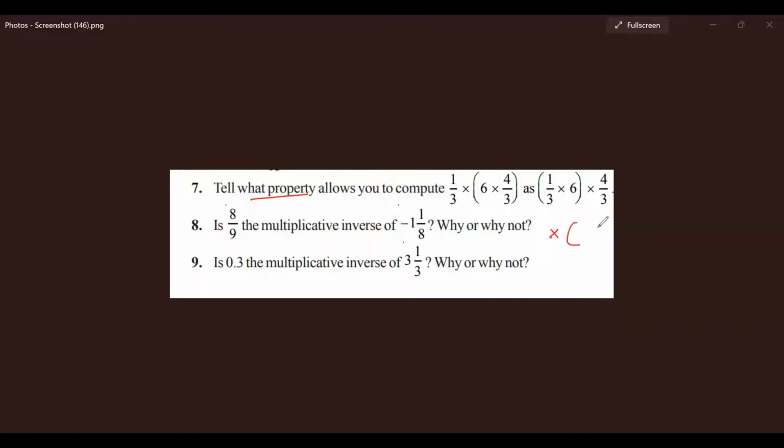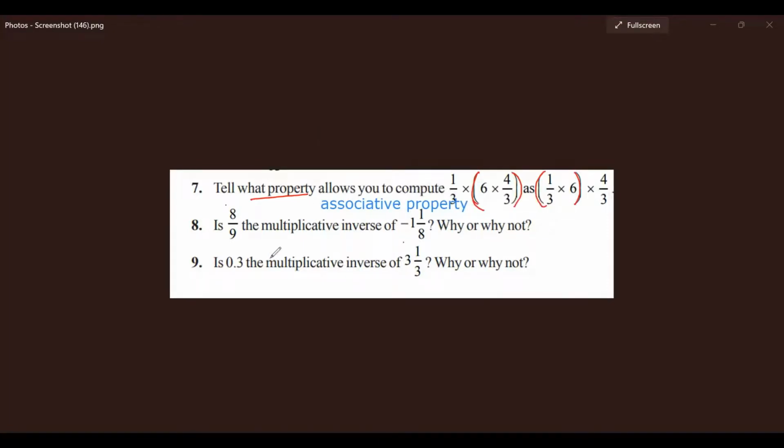As well as multiplication over addition is also not there, right? So that means it's not distributive also. Now what is this basically? We can see the grouping of terms here. Here we are grouping the last two terms and here we are grouping the first two terms. So whenever we do grouping of the terms, which property is it? Yes, it's the associative property. So the answer would be associative property. Why associative? Because we are doing grouping here. Now let's move to the next question.